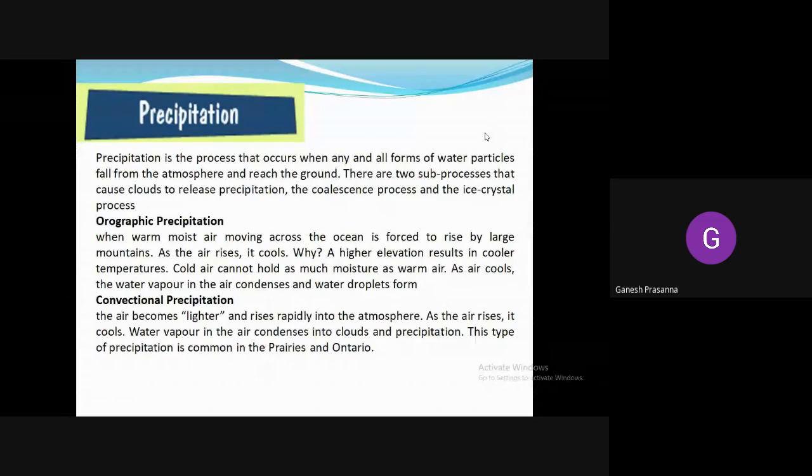Convectional ones are those where the air becomes lighter and rises rapidly into the atmosphere. It forms water vapor, and the water vapor then condenses into clouds and precipitation takes place. This is common in all these types. The monsoon season rainfalls, which we can see in India, are common for convectional precipitation.